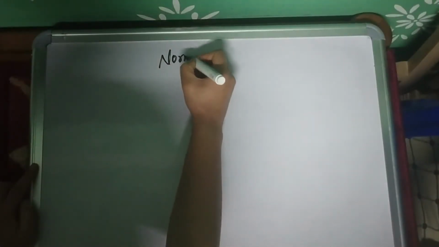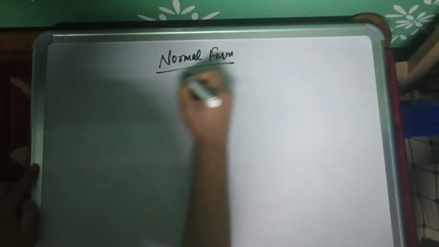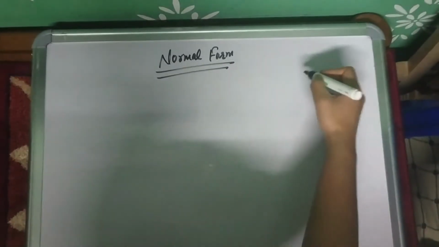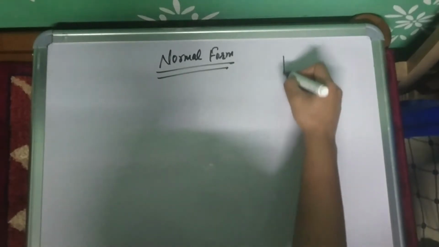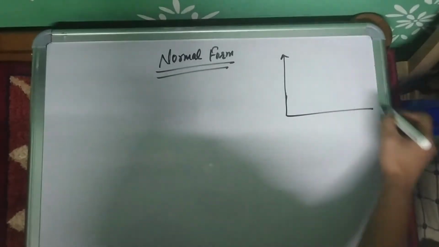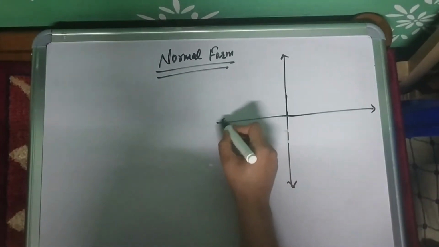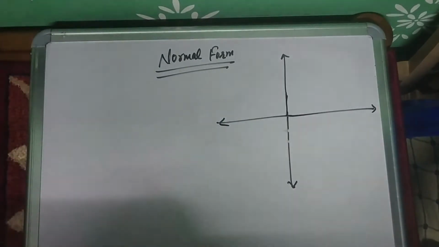In this video, we'll study the normal form of a line. Okay, normal form. See, if we have been given that a line is at a distance of 3 units from the origin.